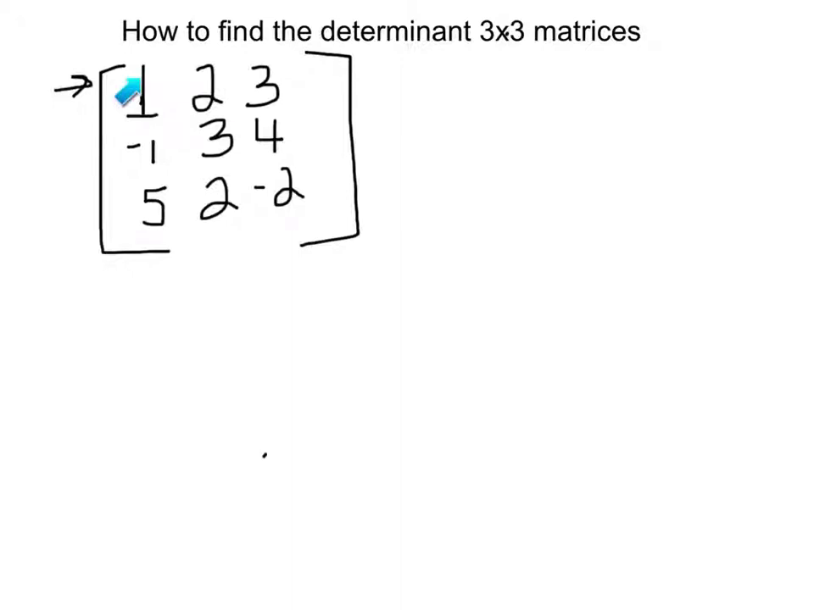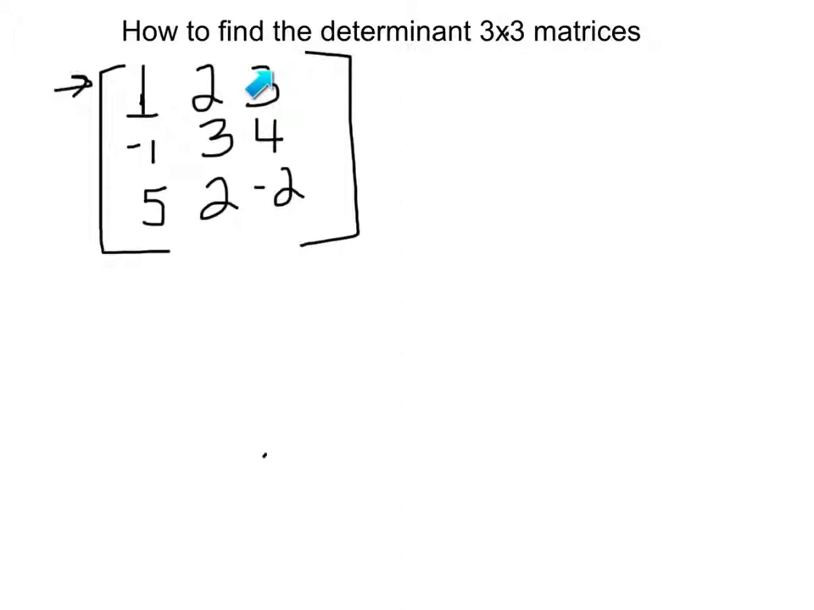So this first one here is row 1, column 1. Well, 1 plus 1 is 2, that's even. This one here is row 1, column 2. Well, 1 plus 2 is 3, which is odd, so that particular one is going to be negative. And this is row 1, column 3, which is 4, even, so it stays the same.